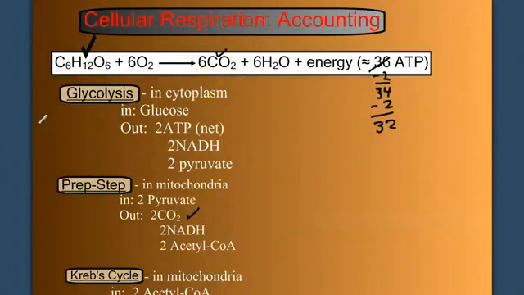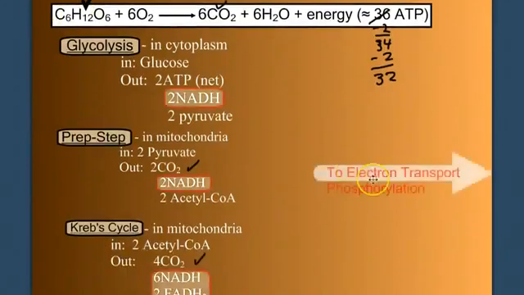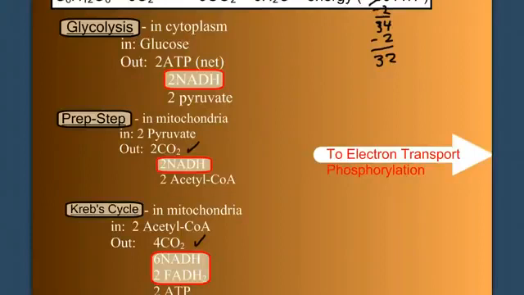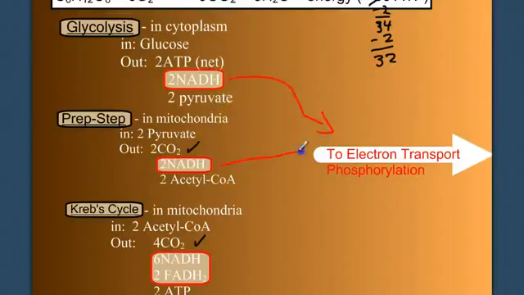But what do we have left to do? What can we still tap into? Well, if you can see along the way, we've been picking up NADHs, 10 of them: 2 from glycolysis, 2 from the prep step, 6 from the Krebs cycle, plus these 2 FADH2. All of these molecules are going to be sent to the electron transport chain for electron transport phosphorylation.